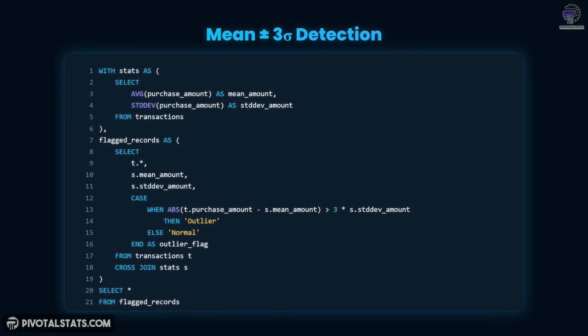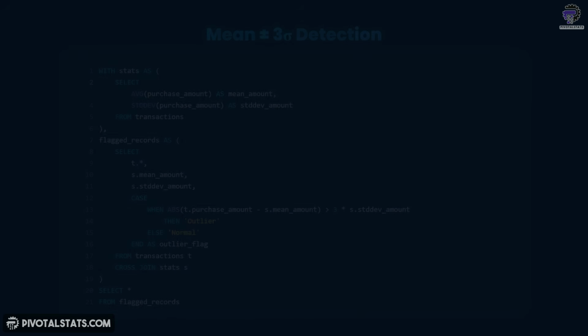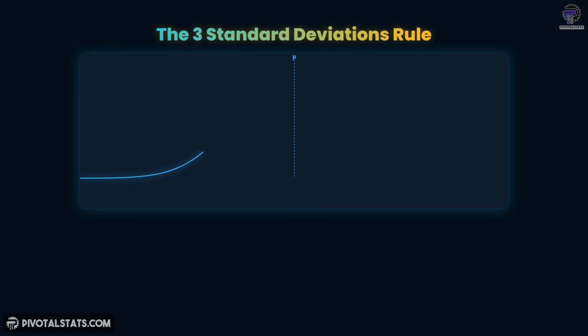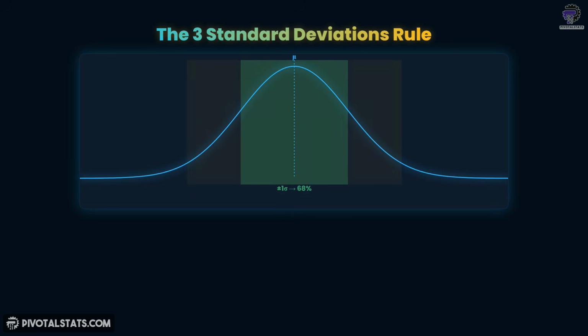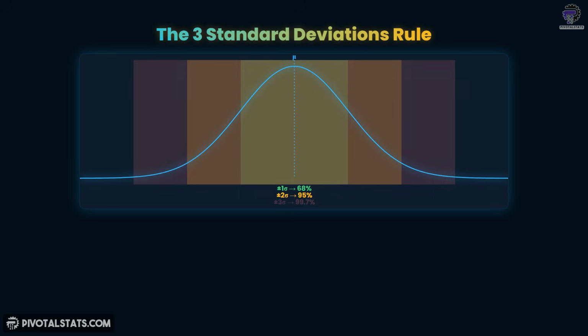Now let me explain why 3 standard deviations. In a normal distribution, 1 standard deviation from the mean captures 68% of your data. 2 standard deviations captures 95%. 3 standard deviations captures 99.7%. Anything beyond 3 sigma is the outermost 0.3%, statistically rare enough to warrant investigation. That's the zone we are flagging.